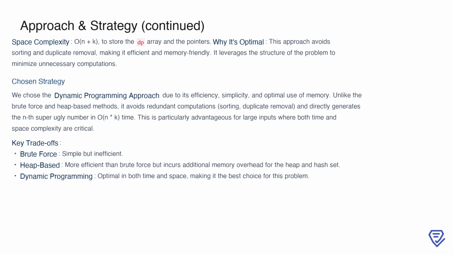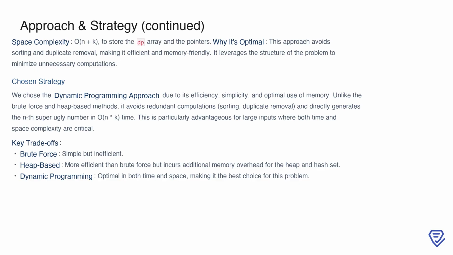The dynamic programming approach stands out as the optimal solution for this problem due to its efficiency and simplicity. By avoiding costly operations like sorting and duplicate removal, it minimizes unnecessary computations and reduces both time and space complexity. The space requirement is n plus k, for the DP array and the pointers. This method directly generates the nth super ugly number in n * k time, making it particularly advantageous for large inputs.